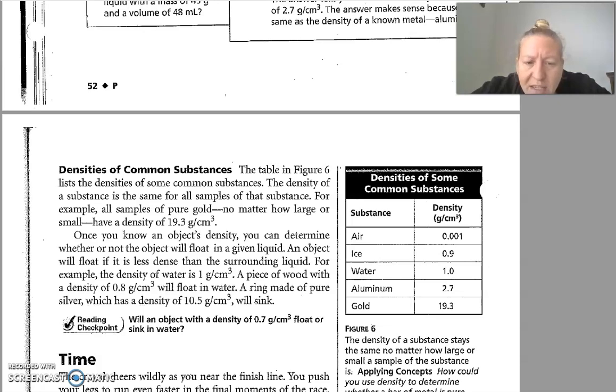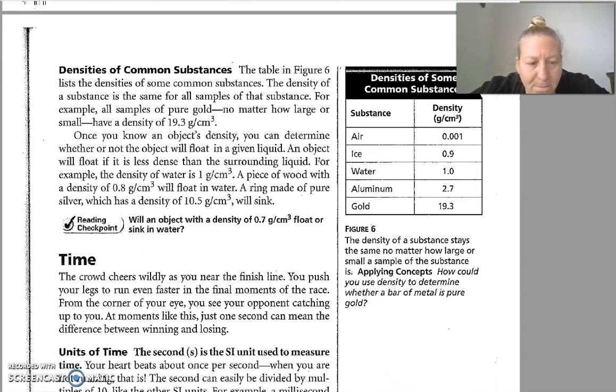Okay, let's look at this. Will an object with a density of 0.7 grams per centimeter cubed float or sink in water? Take a minute to think about that. Pause if you need to. So water has a density of 1.0, which is greater than this object, and so the object will sink.